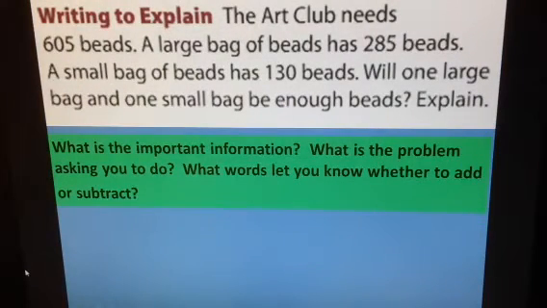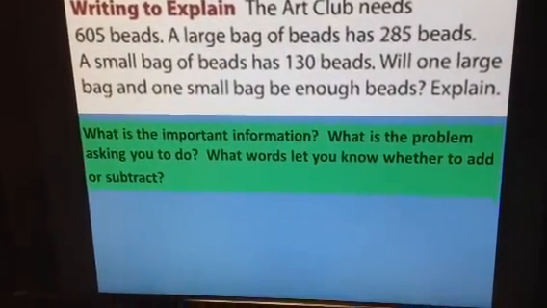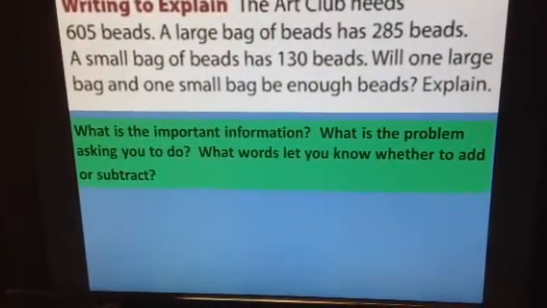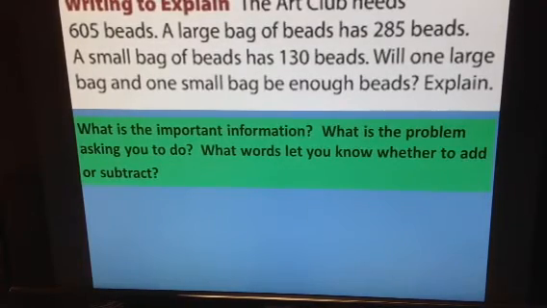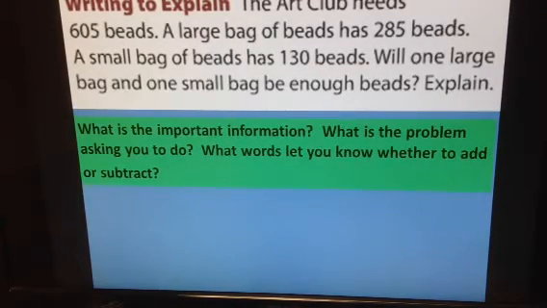Here's one that we did as a class. Writing to explain. The art club needs 605 beads. A large bag has 285 beads. A small bag of beads has 130 beads. Will one large bag and one small bag be enough beads? Explain. Before we solved this, we asked ourselves the same questions we always ask with word problems. What's the important information? What is the problem asking you to do? And what words let you know whether to add or subtract?